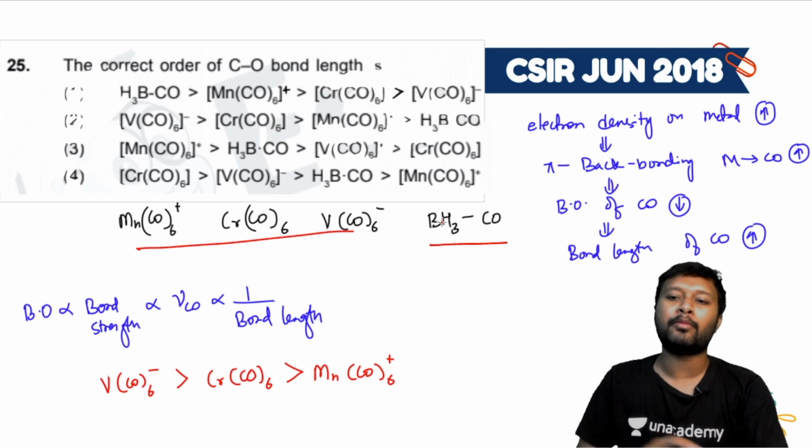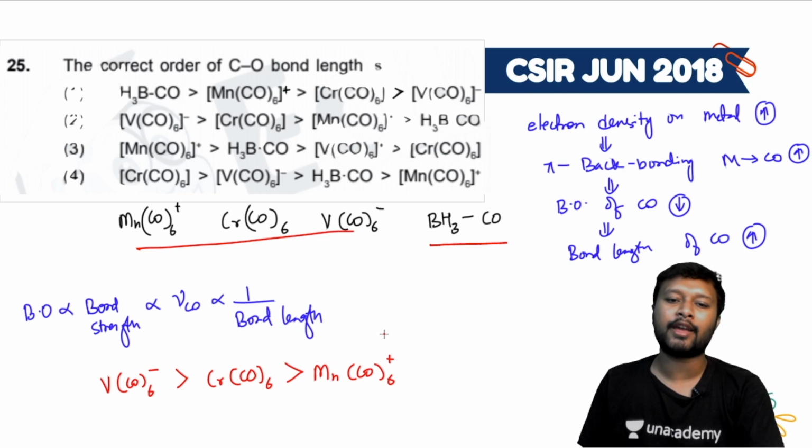So since there is no possibility of back bonding, the back bonding will be least in this case. So the back bonding is least, bond order will be highest in this case, and the bond length will be least in this case. Okay, you just have to reverse everything.